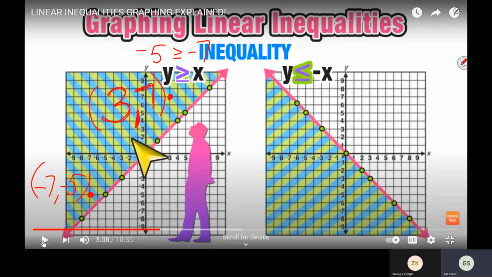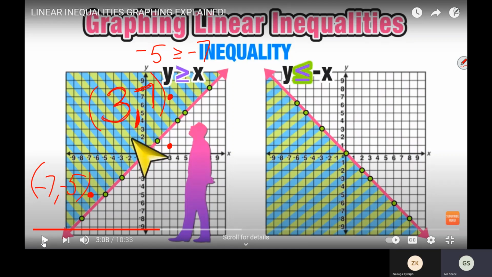So that shaded region represents any point in that shaded region. I don't care which point you choose, the y value will be greater than the x value. The points on the line, they'll be equal. But in the shaded region, y will be greater than x. We could even test one that's not in there if we wanted to. Let's test this point right here. This should not work because it's not shaded.